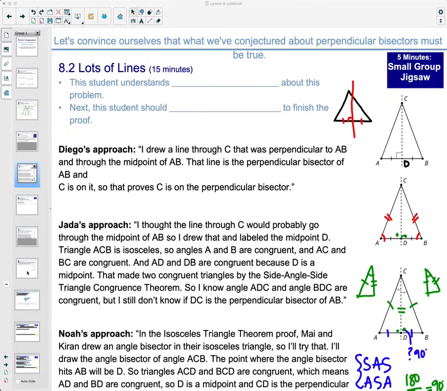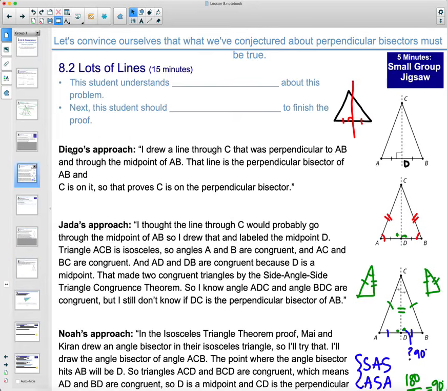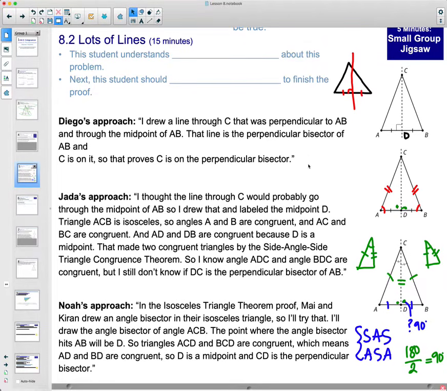So then using those ideas, whichever one you liked, think of ways that the students can make their explanations better and write your own explanation. So use one of their approaches. Use either Diego's, where you're just going to draw that perpendicular line, you're going to draw the perpendicular bisector and then somehow you need to prove that it goes through C.